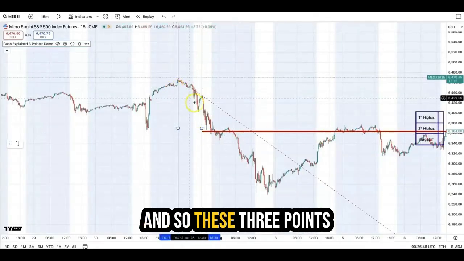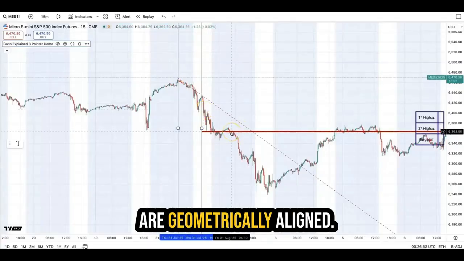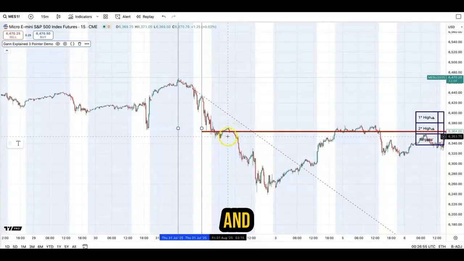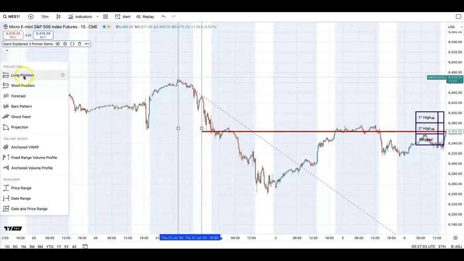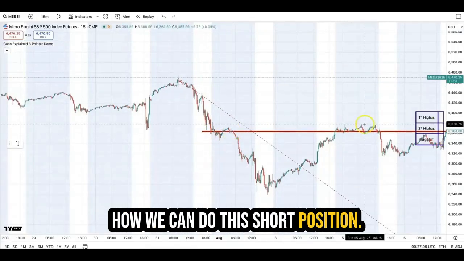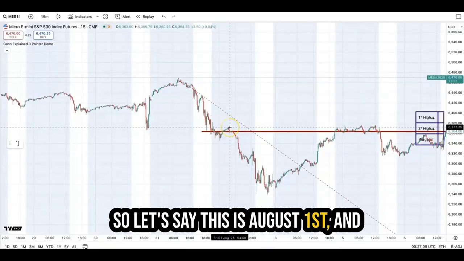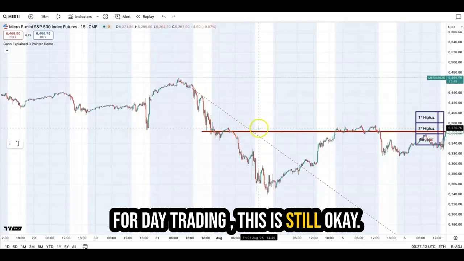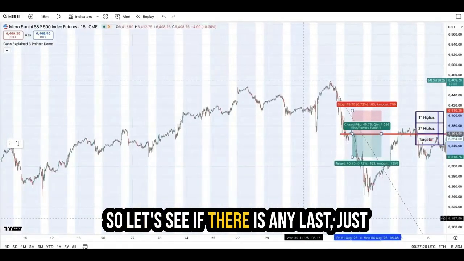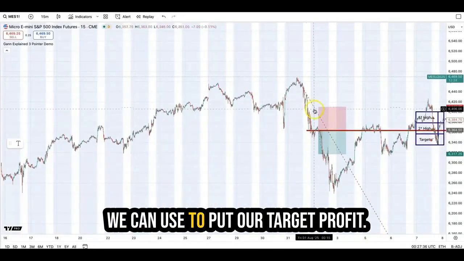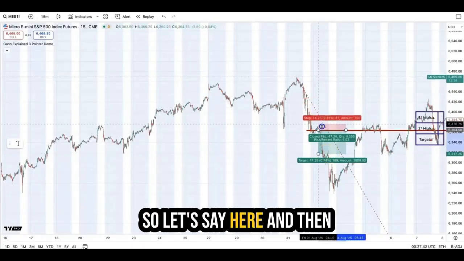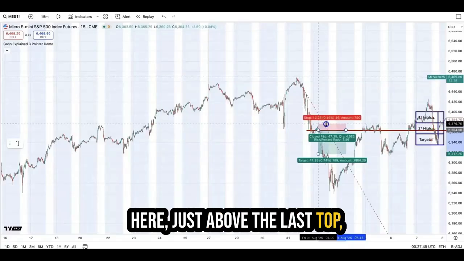And so these 3 points are geometrically aligned. So let's say for here, how we can do this short position. So let's say this is August 1st. And for day trading, this is still August 1st. So let's see if there is any last support that we can use to put our target profit. So let's say here, and then here just above the last top.